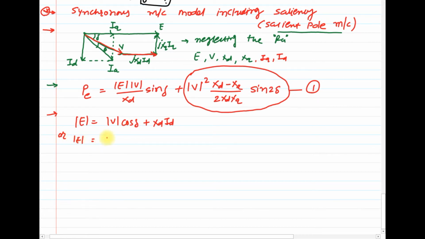Or you can write E is equal to V cos delta plus XD into ID, just substitute the value of ID, which is IA into sine delta plus theta. Just follow this phasor diagram. ID is equal to IA sine delta plus theta. Clear? So this is your second equation, which shows the no load generated EMF under the steady state or normal operating condition.